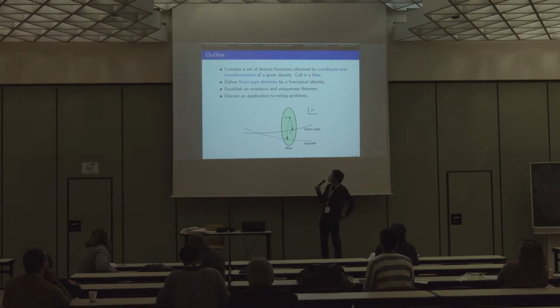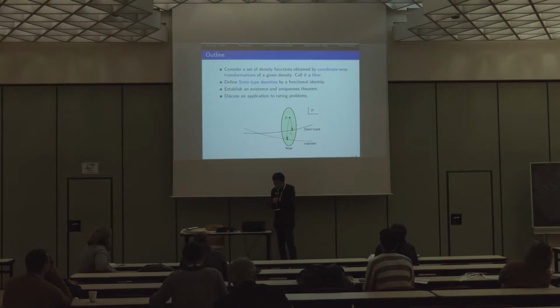And then define Stein type density by a functional identity as stated later. And then I will establish an existence and uniqueness theorem of the Stein type density in each fiber. And finally, we discuss application to a rating problem.